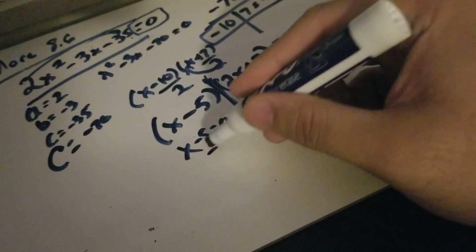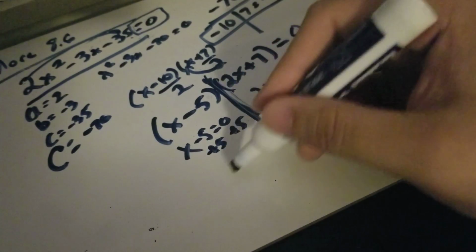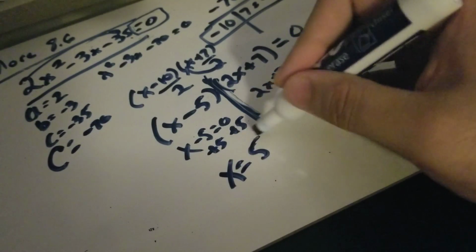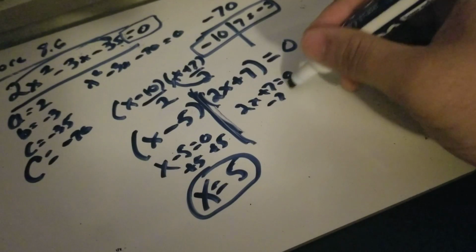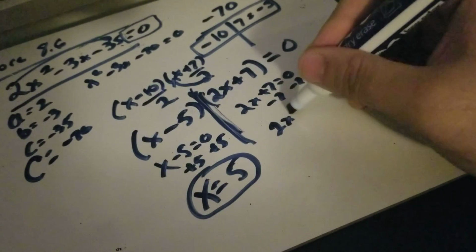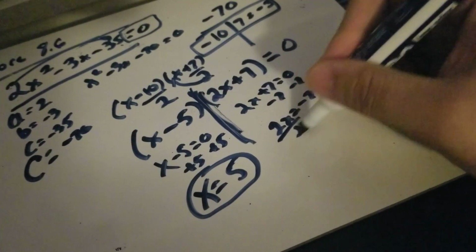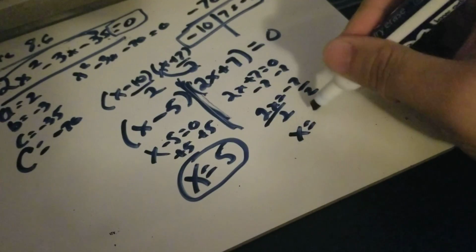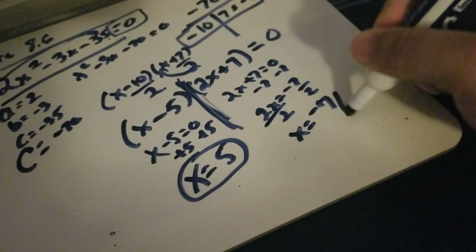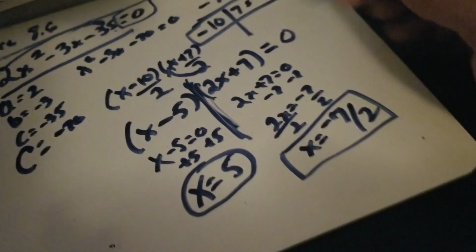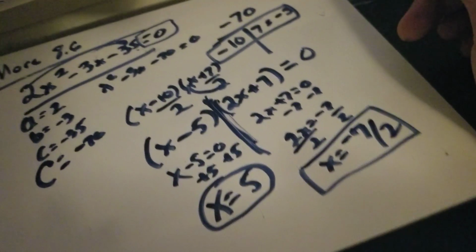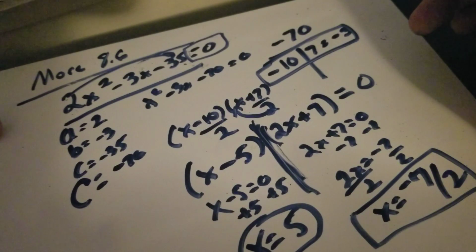So this one, I'm going to do plus 5 here, plus 5 here. So I just found my first answer, x equals 5. Minus 7, 2x equals negative 7, divided by 2, divided by 2. X equals negative 7 over 2. We just found our second answer. X equals negative 7 over 2.